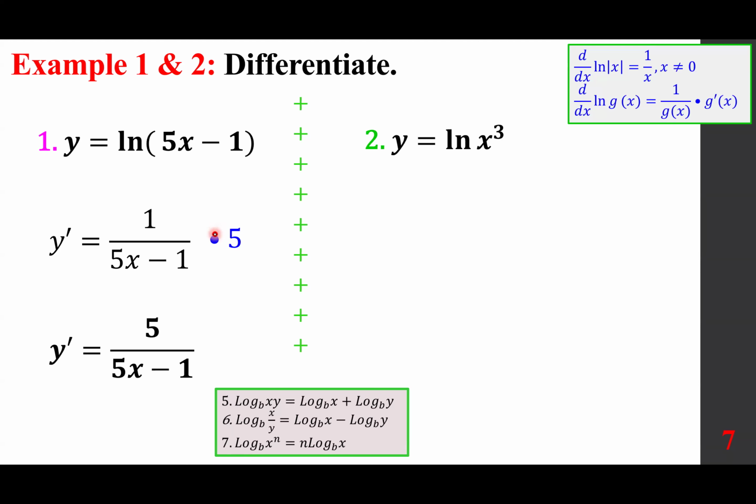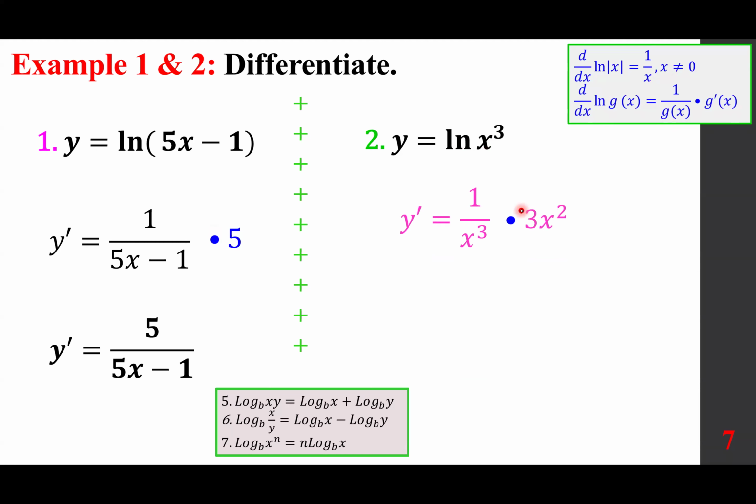What about y equals ln x cubed? There are two ways to do it, and I'm going to do both ways. First, just the way we did it here, flip this over. So y equals ln x cubed, 1 over x cubed. So we got 1 over g of x, and then g prime of x. The derivative of x cubed is 3x squared.